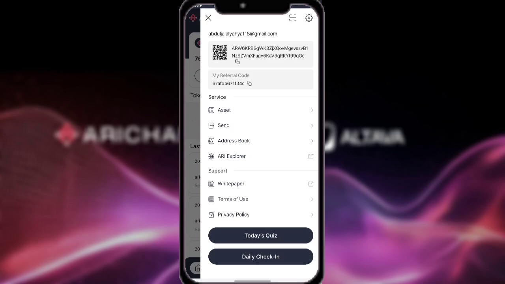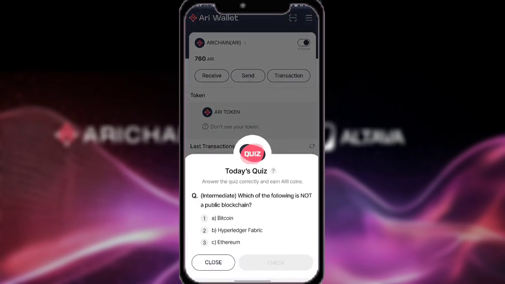Here is today's quiz. So today's quiz step is just a simple answer, like if you're in Web3 or if you're in crypto, you are serious about crypto or Web3. So that means this answer won't be very hard for you. So it is very easy.